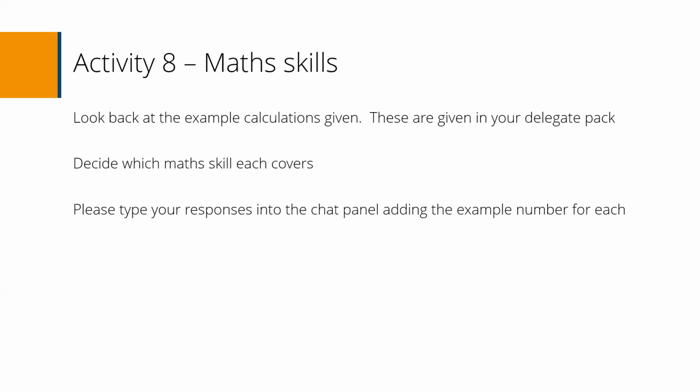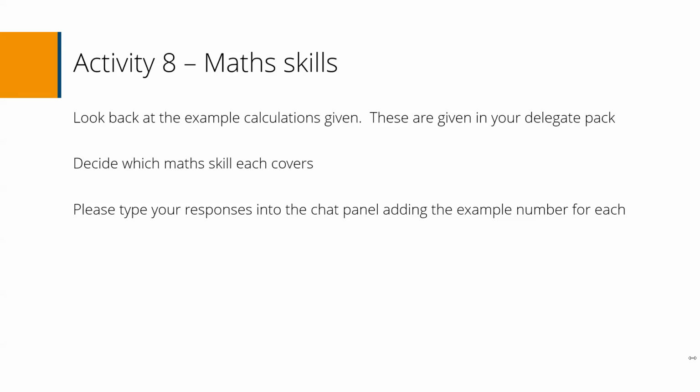So what we're going to try and do is, in the chat box, do example one and what math skill you think it is, and then the same for examples two, three, and four. For four, there's four part one and four part two. So you're going to do two, three, four one, and four two. Have a go. I know it's quite tricky.